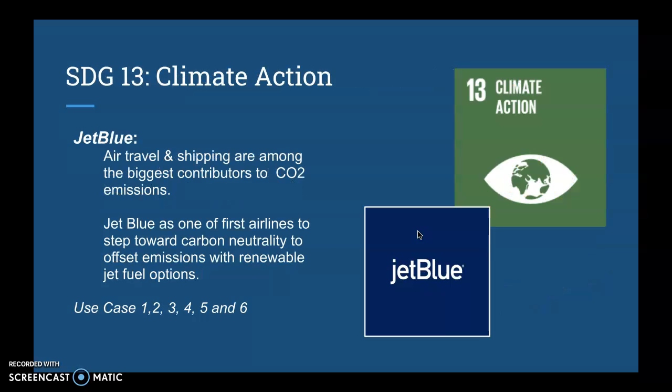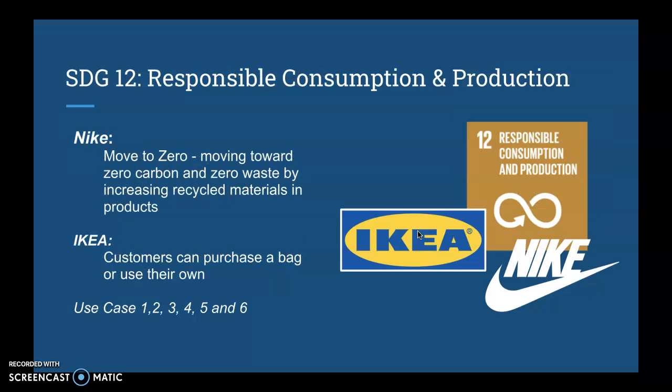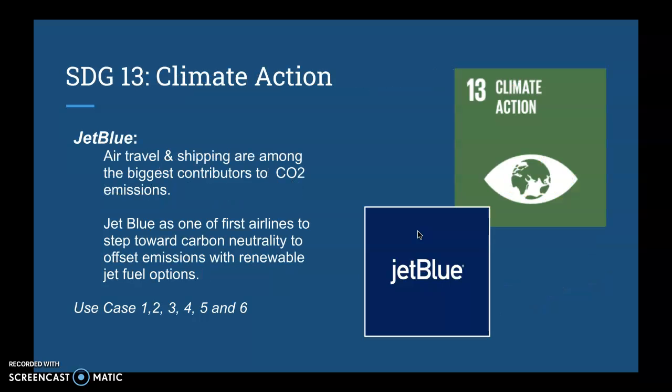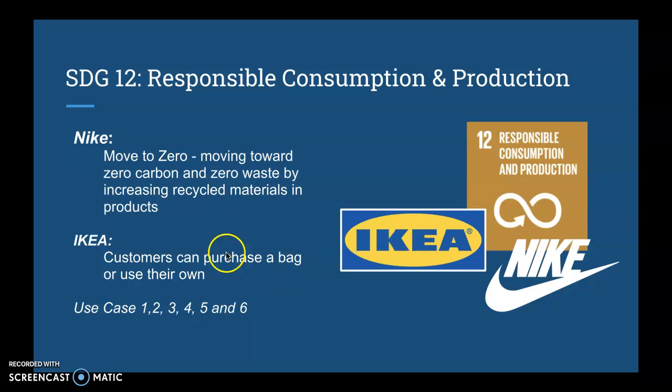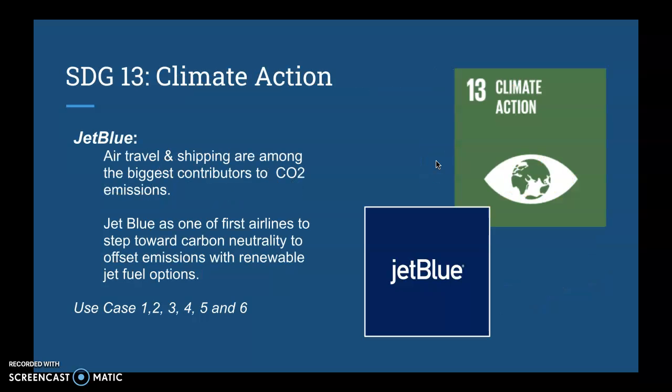Looking at SDG 12, responsible consumption and production, as we saw a lot earlier in the analysis, for Nike, they're moving towards zero carbon and zero waste by increasing recycled materials and products. And for IKEA, customers can purchase a bag or use their own. This is one of the things that we're trying to move towards, as customers will be able to use reusable bags.